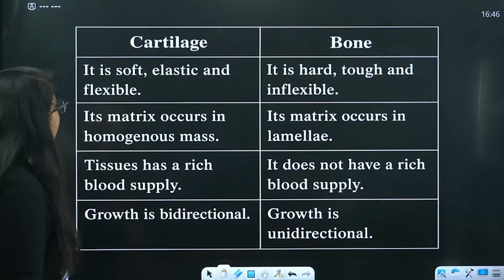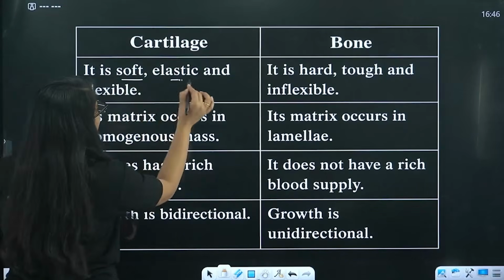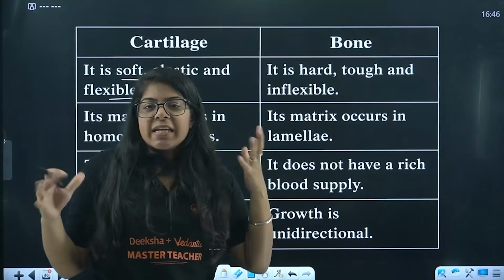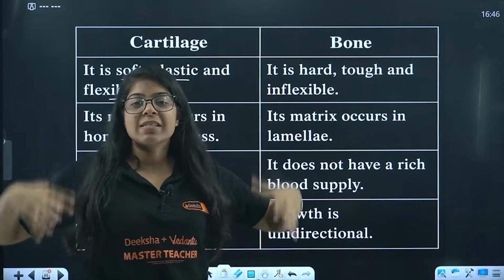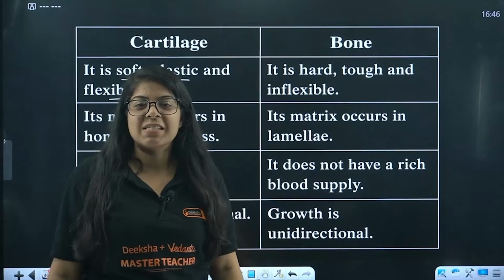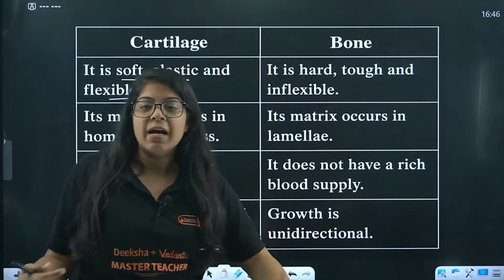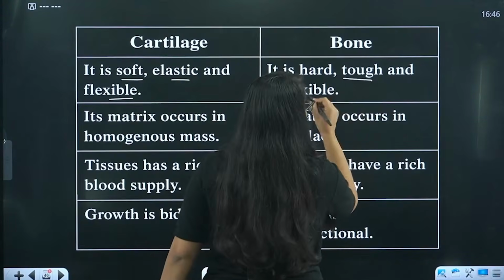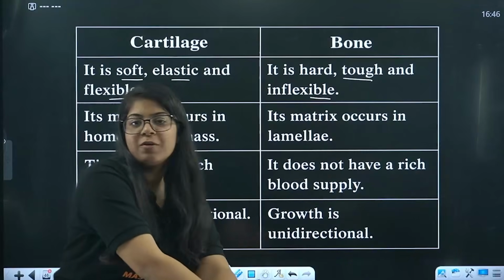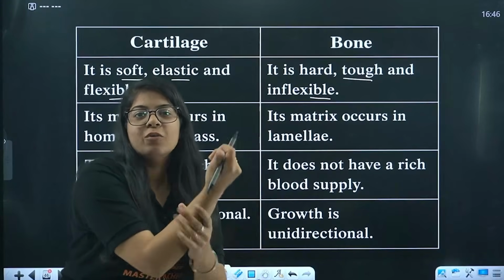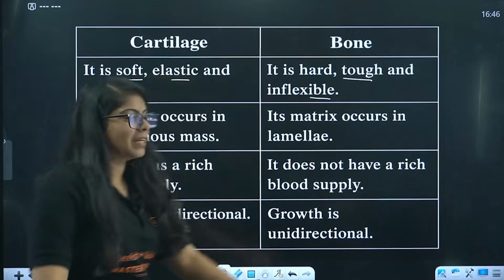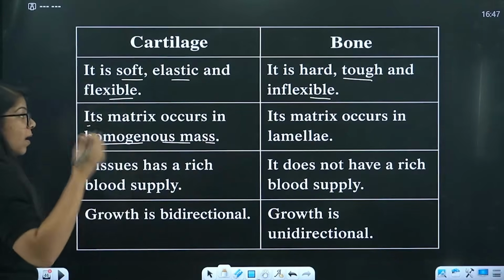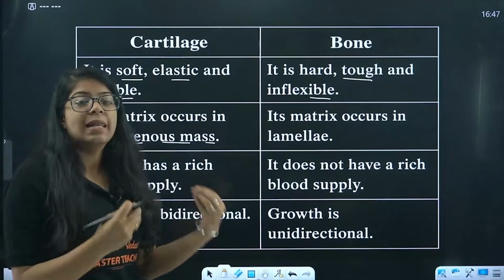Okay. Then beta, we have one more very important difference, that is cartilage and bone. Now beta, cartilage is very soft, elastic and flexible. Whenever you see it in a diagram, that's your cartilage. The bone on the other hand, beta, is hard and tough, not flexible. My bone cannot be flexible. My bone will break if I try to flex it. Cartilage matrix occurs in a homogeneous mass. Bone matrix occurs in lamellae.